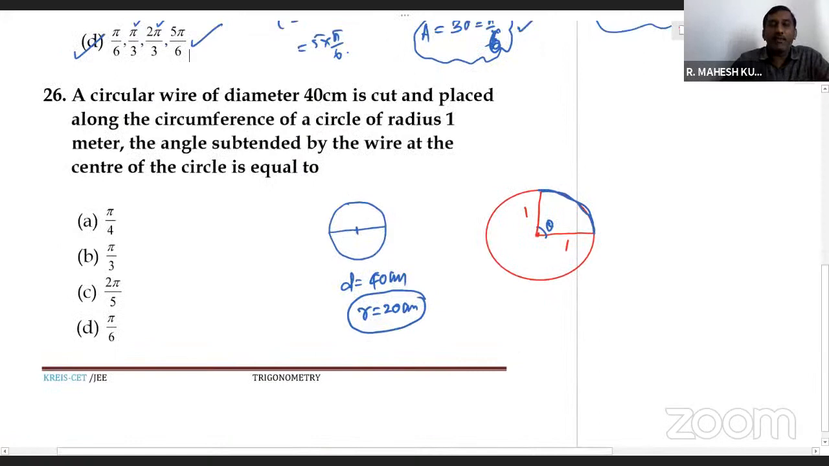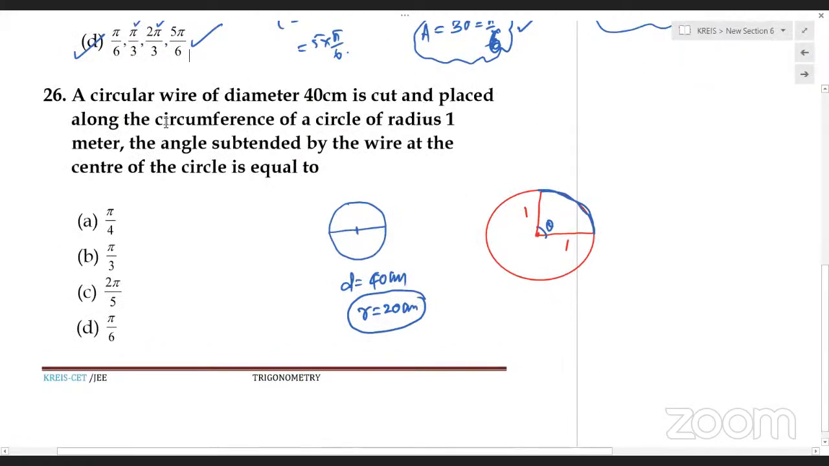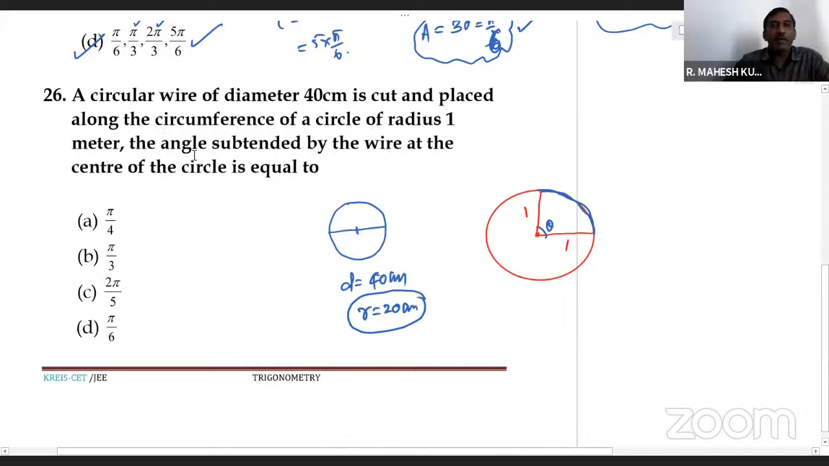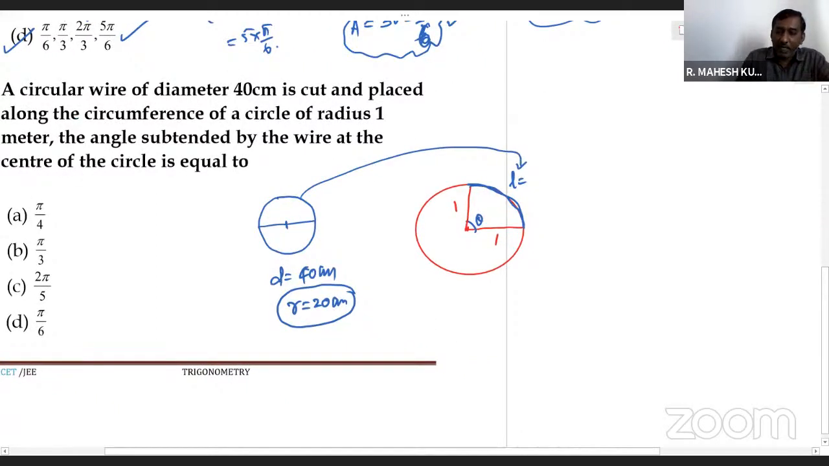A circular wire of diameter 40 centimeter is cut and placed along the circumference of a circle of radius 1 meter. Right. So the angle subtended by the wire at the center of the circle is equal to, that means theta you need to find out. ಇಲ್ಲಿ L ಏನಪ್ಪ ಇದೆ, ಮತ್ತೆ ಎಂಟೈರ್ ಸರ್ಕಂಫರೆನ್ಸ್ ನೋಡಿ, ಇದು ಪೂರ್ತಿ ಕಟ್ ಮಾಡಿ ನೀವು L ಮಾಡ್ತಾ ಇದ್ದೀರಾ. It is nothing but 2 pi r, right? It is 2 into pi into r is 20. It is going to be 40 pi. This is your L.